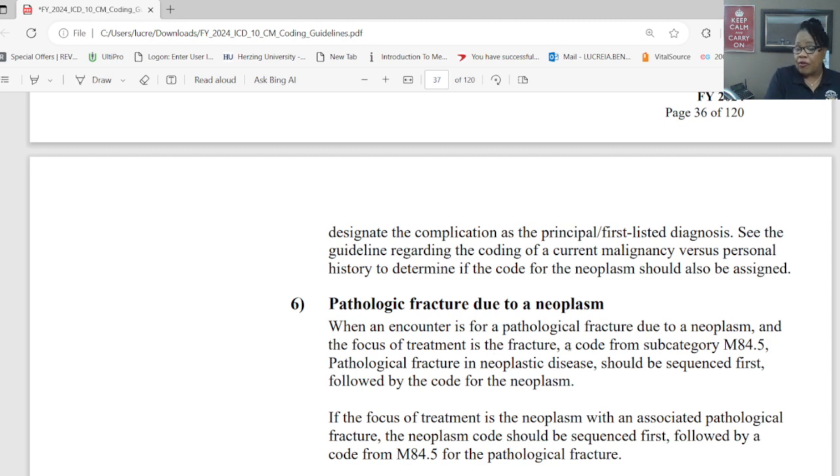of treatment is the fracture, then a code from subcategory M84.5, pathological fracture in neoplastic disease, should be sequenced first, followed by the code for the neoplasm. If the focus of treatment is the neoplasm with an associated pathological fracture, then the neoplasm code should be sequenced first, followed by a code from M84.5 for the pathological fracture. So again, attention goes to whatever the reason for the admission is.